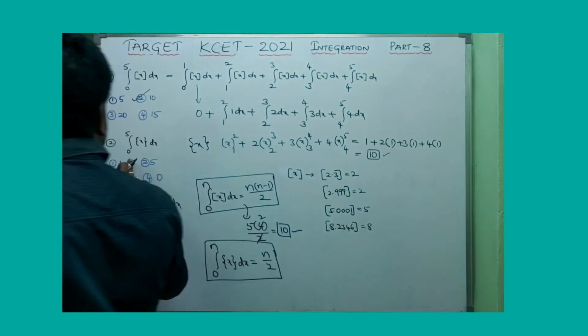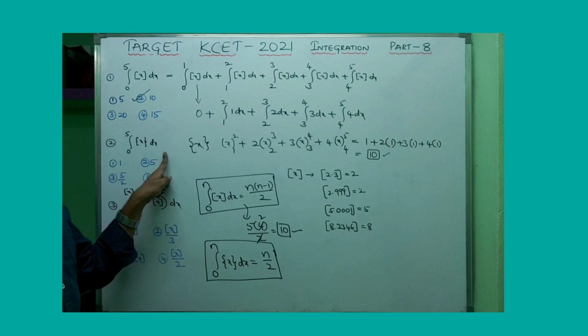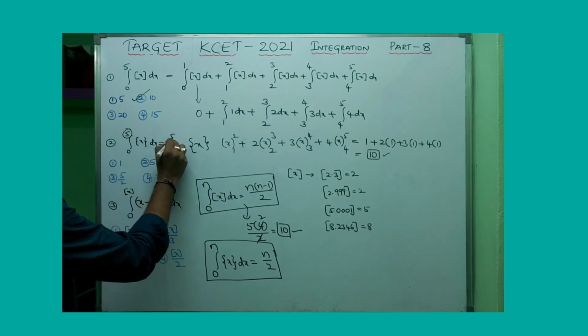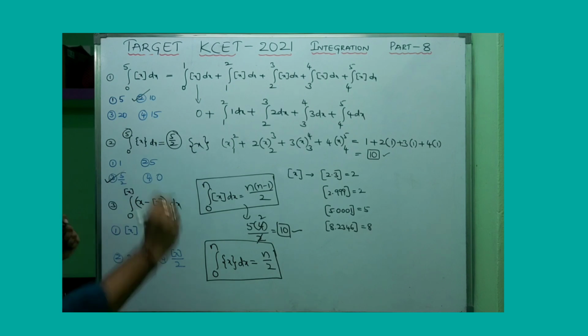Let's move to here. Integral 0 to 5 fractional part of x dx is given, and hence your n equals 5. 5 by 2 is your answer. Third option is the correct answer. Let us move to here.